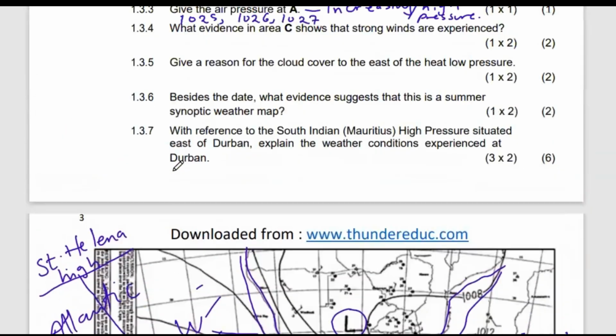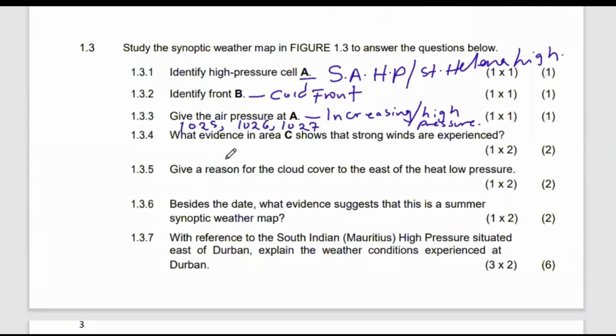All right. Let's proceed to question 1.3.4. What evidence in the area C shows that strong winds are experienced?